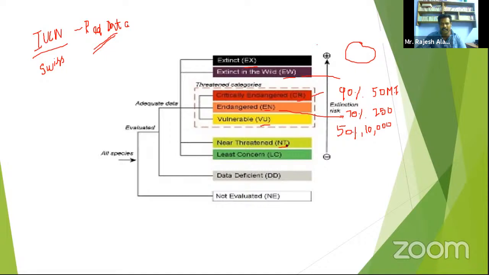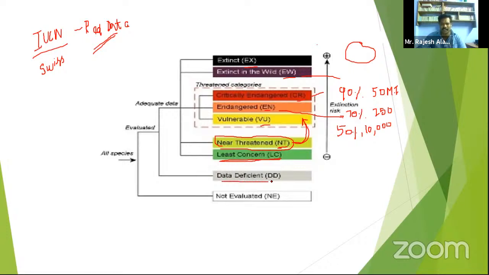Near threatened: if conservation aspect is not given here, it may go into any of these categories. So if some organism is classified as near threatened, then it is the role of the government and the people to have a conservation aspect, to preserve it. Least concern means these organisms are highly populous. That's why I'm not bothering at all. They are more in population.